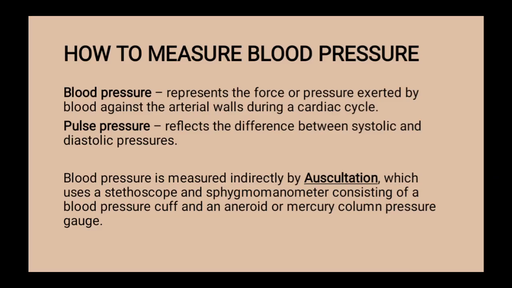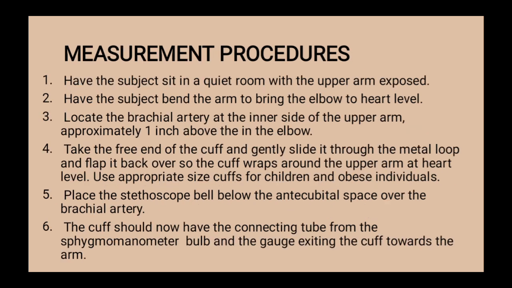How to measure blood pressure. Blood pressure represents the force or pressure exerted by blood against the arterial walls during the cardiac cycle. Pulse pressure reflects the difference between systolic and diastolic pressures. Blood pressure is measured indirectly by auscultation, which uses a stethoscope and sphygmomanometer consisting of a blood pressure cuff and an aneroid or mercury column pressure gauge. And here are the measurement procedures.